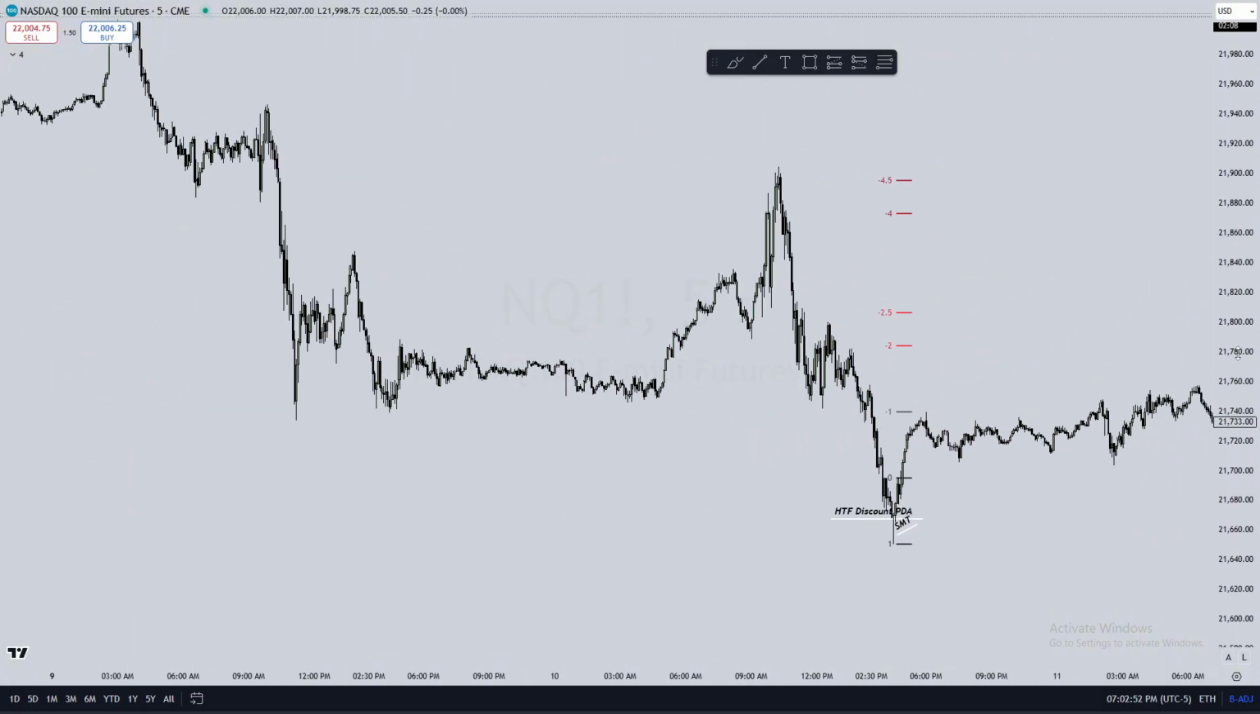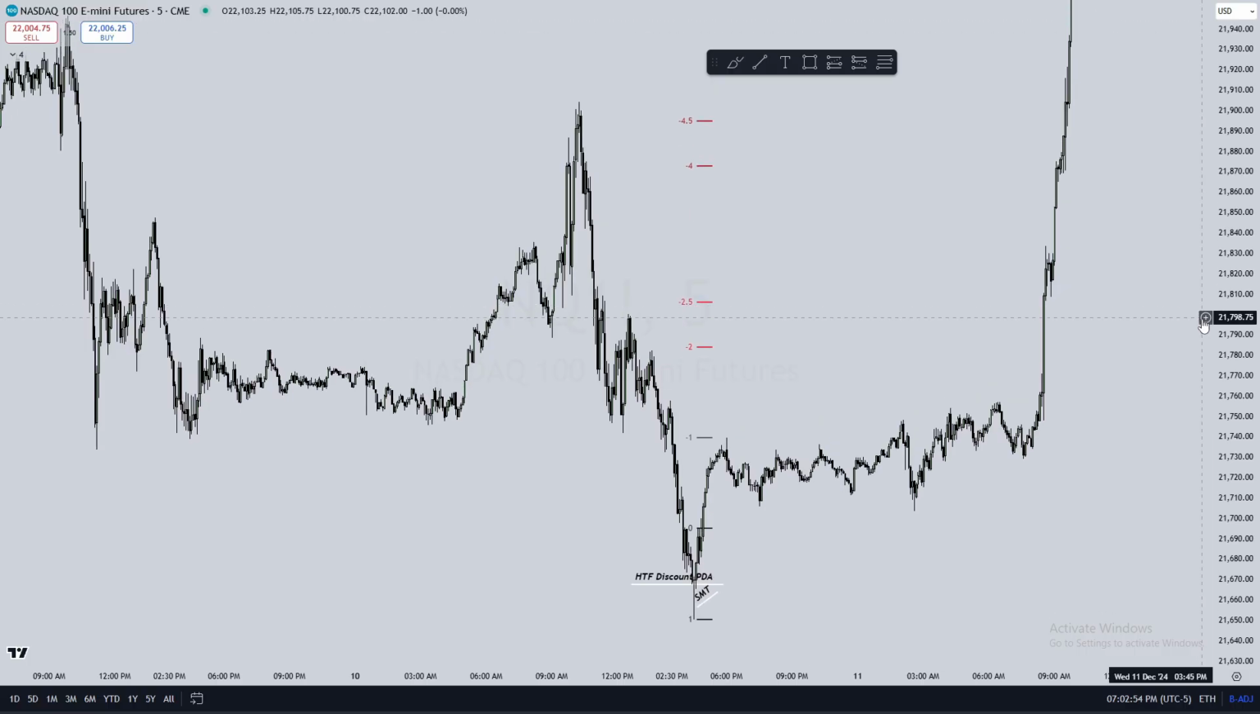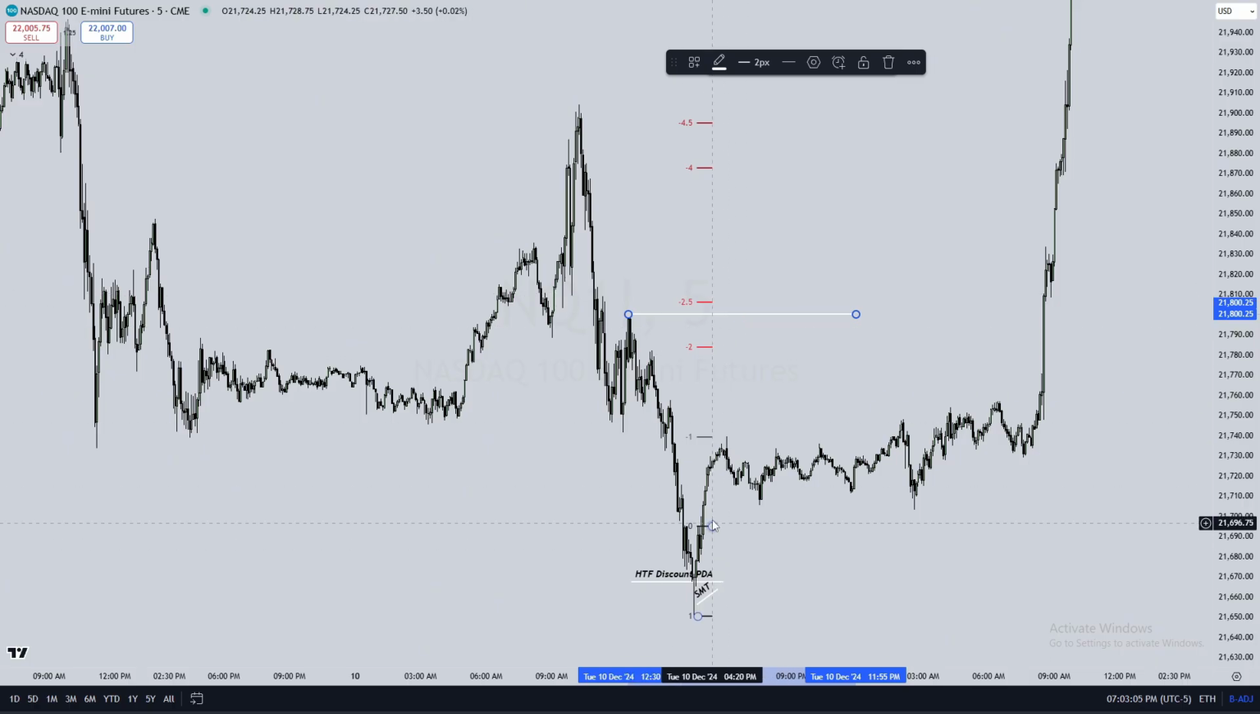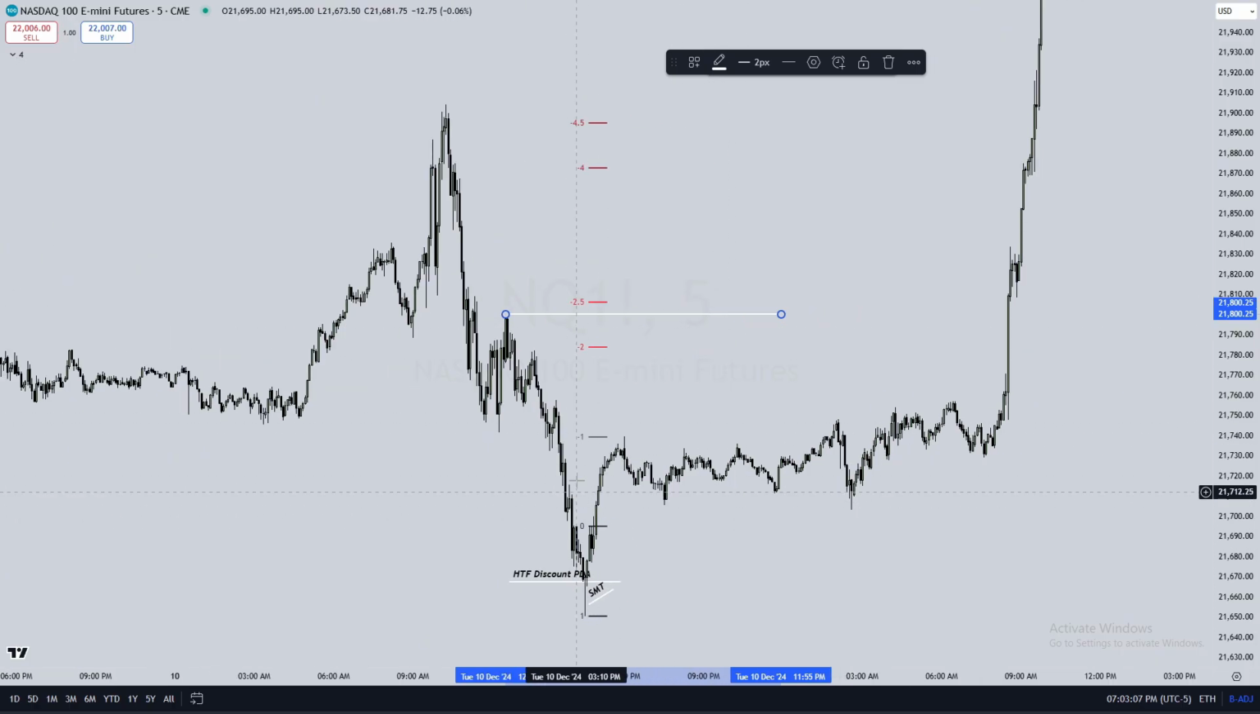When we have standard deviation placed, we want to make sure it aligns with some sort of liquidity. We can see this is an intermediate buy side liquidity, and we can see 2 to 2.5 resting in between that. So this is our first target, this is our second target, and the 4 to 4.5 is our maximum expansion and our last target.